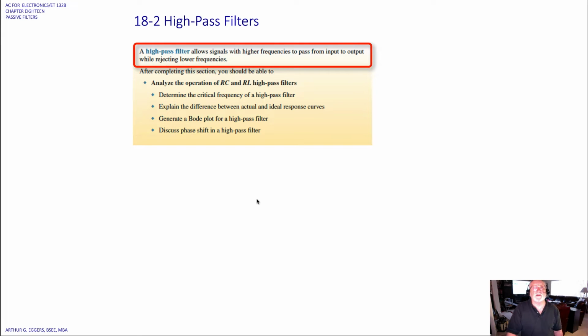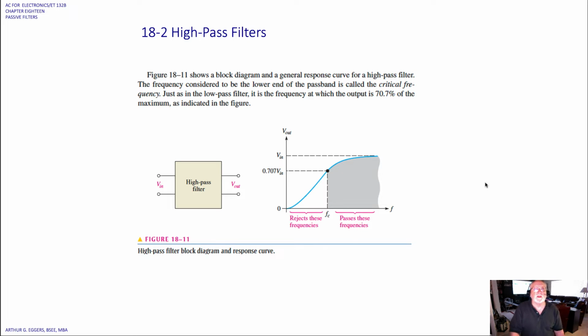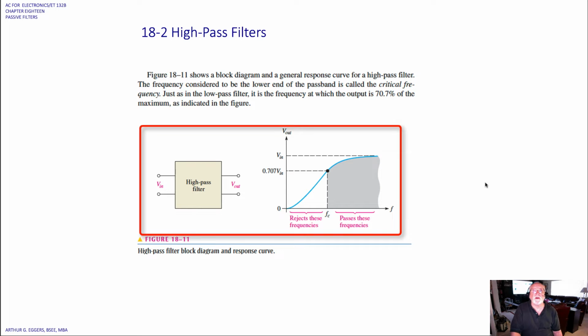So now we look at high pass filters. You're going to see that a lot of the math is generally the same, but we're now going to look at a filter that passes the high frequencies and kills the low frequencies. The figure shows a block diagram again and a general response curve for a high pass filter.